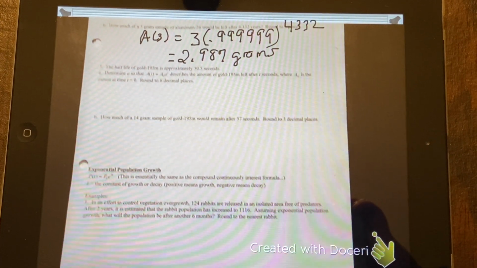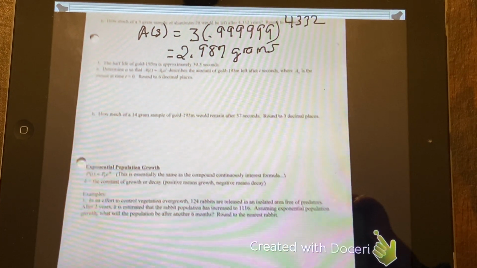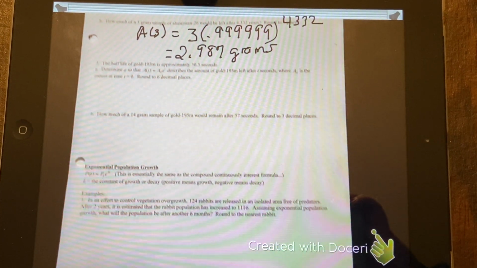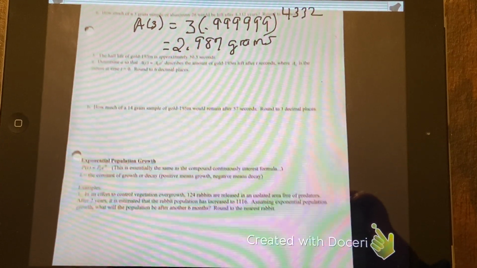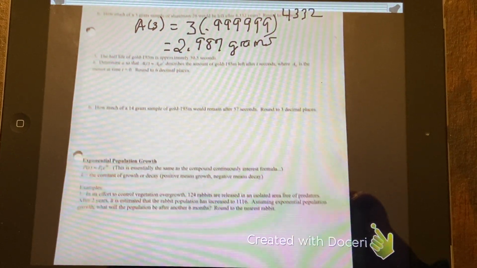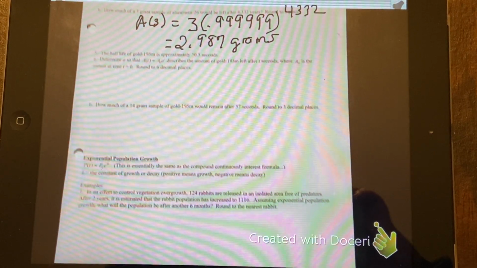Okay, I've got a second question just like it, but now it's talking about gold, another element. It tells me that the half-life of gold is approximately 30.5 seconds. So it's the same kind of formula.